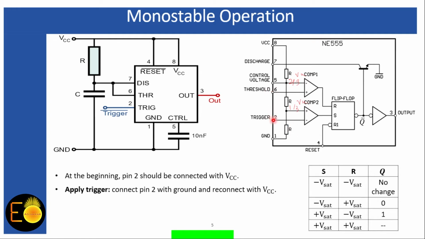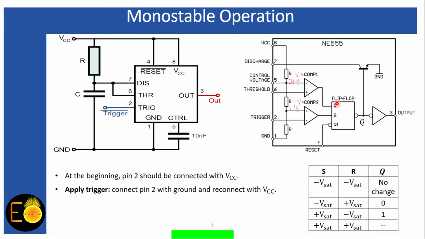And one more thing I should mention: after applying the trigger, I have reconnected it with the VCC, meaning that immediately after applying the trigger, the output of comparator 2 switched back to the minus VSAT, giving the 0 input for this S. And right now the capacitor voltage is increasing, and when it just reaches 2/3 of the VCC, which is the reference voltage for comparator 1, then the potential at the non-inverting terminal of comparator 1 will be higher than that of the inverting terminal, and the output of comparator 1 will switch to the plus VSAT.